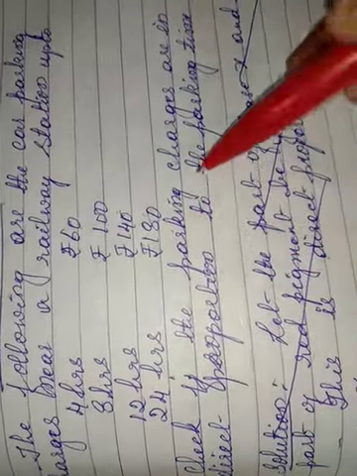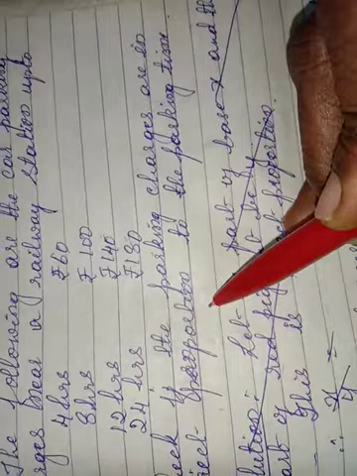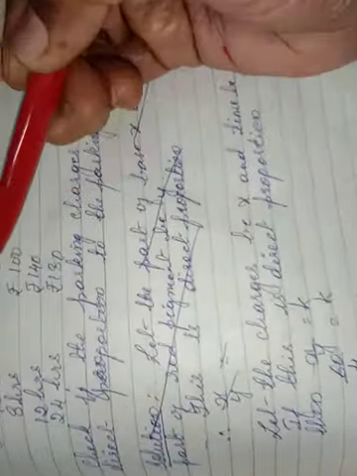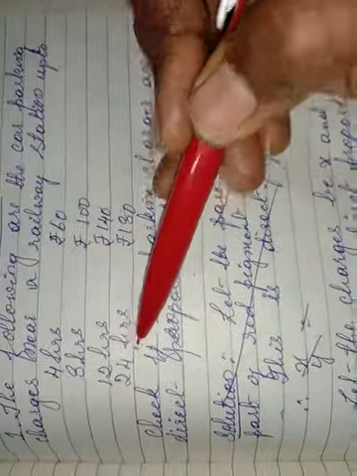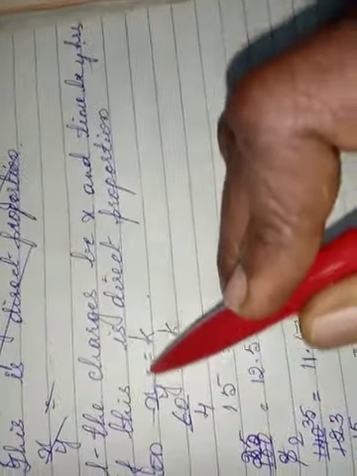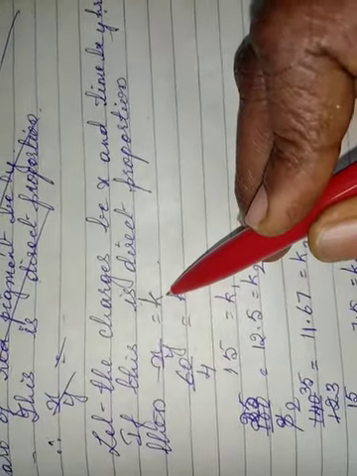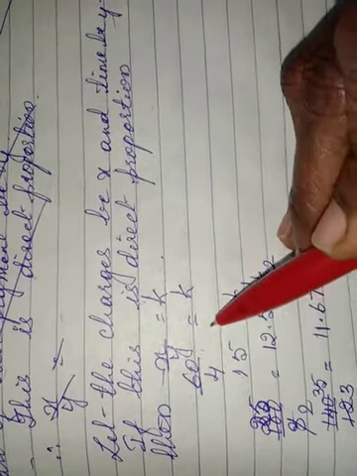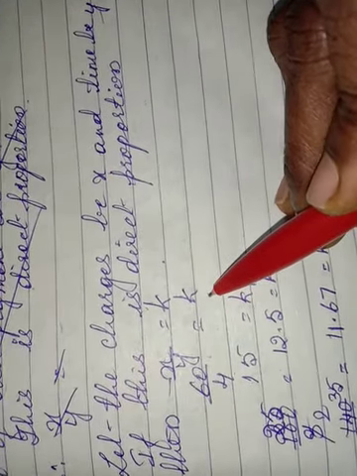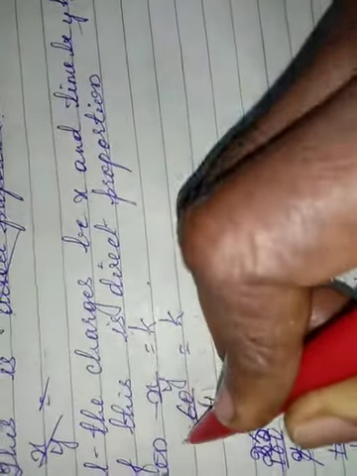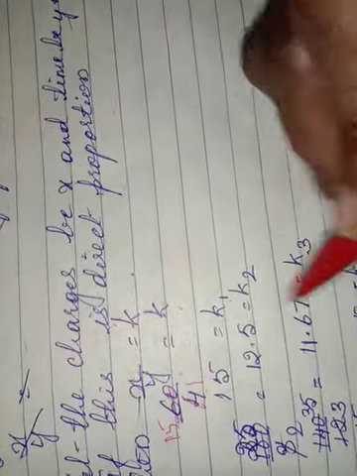Check if the parking charges are in direct proportion to the parking time. Let the charges be x and the time be y hours. If this is in direct proportion, then x by y is equal to k. 60 by 4 is equal to k. 4 fifteens are 60. So that is equal to k1.